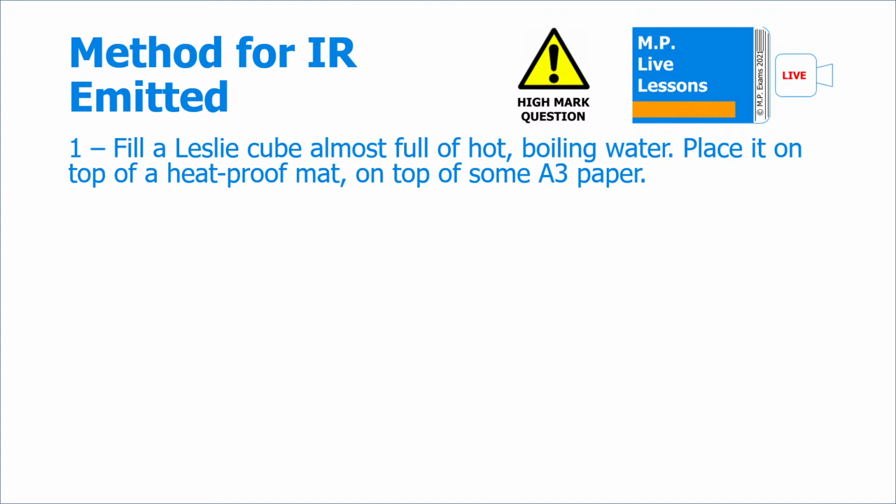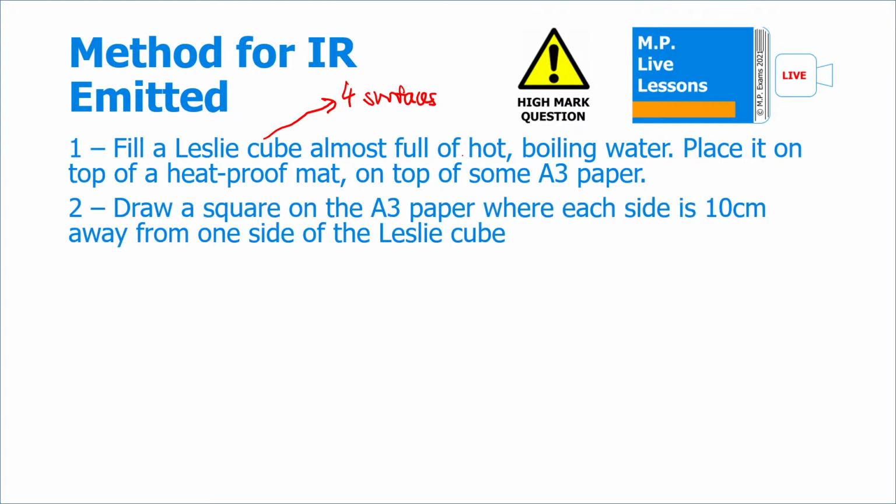Now the heatproof mat is needed so that heat doesn't get lost to the table by conduction. Now as a note, the Leslie cube has 4 different surfaces, which I'll tell you about in a bit. Now, you draw a square around the Leslie cube on a piece of A3 paper, where each side is 10 centimeters away from one side of the Leslie cube.